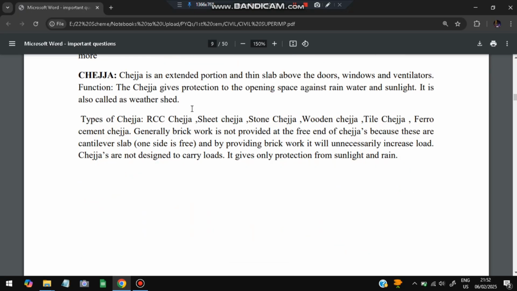Next is chejja. Chejja is the extended portion of a thin slab above the door, windows, or ventilators. Okay, so it is present as an extended portion over doors, windows, and ventilators. What is its function? It gives protection and opening space against rainwater and sunlight. Okay, it is called a watershed. So different types of chejja are also available.